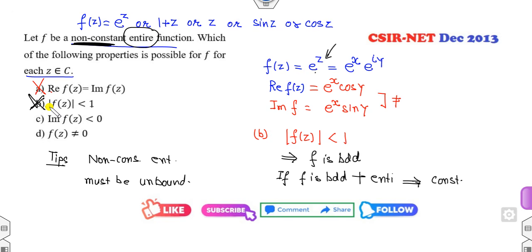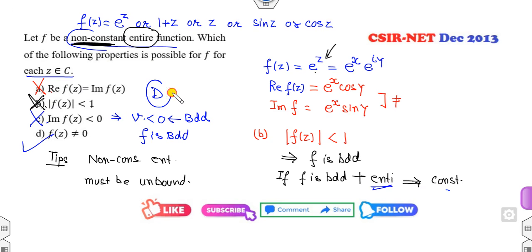Imaginary part of f is less than 0. Imaginary part of f means v. v is less than 0. What does it mean? That means it's bounded. If v is bounded, that means f is bounded. If f is bounded and f is entire, it implies constant as well. But we need a non-constant function. So this option is also cancelled. Only the right option is D, which is the correct answer.